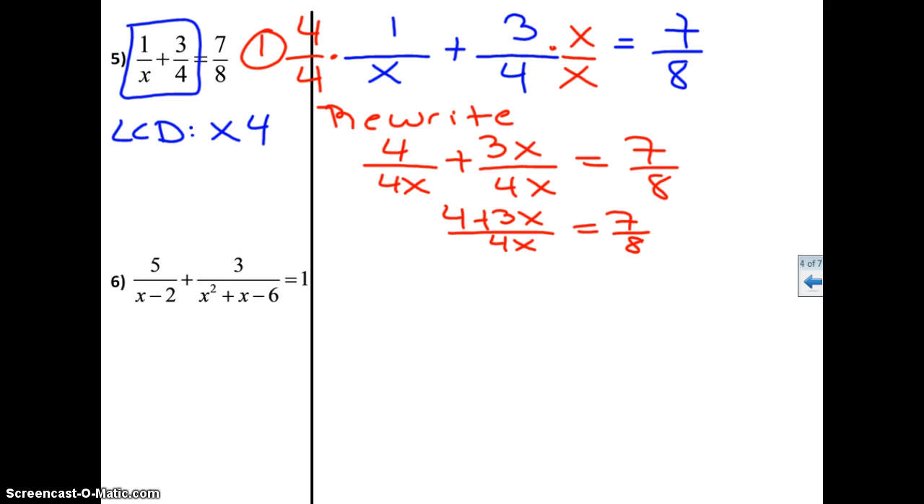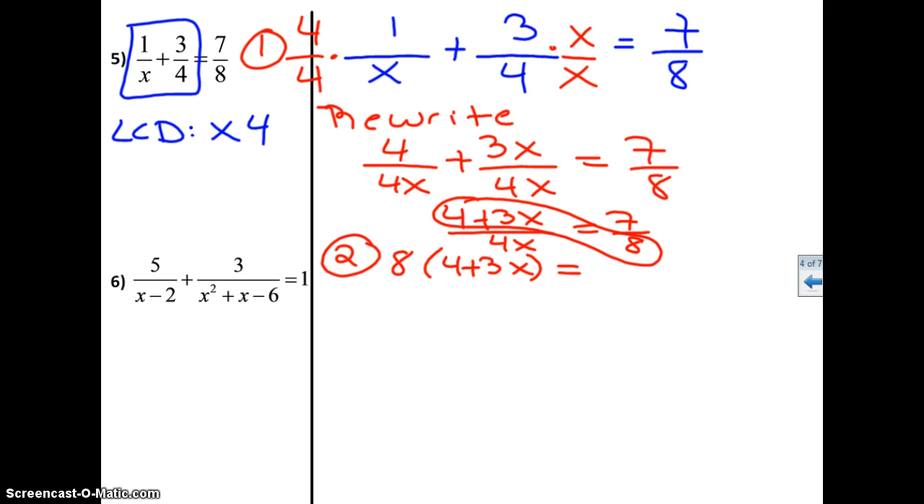Step 2 allows me to actually cross multiply. So here is my cross multiplication. 8 multiplied by 4 plus 3x is equal to 7 times 4x, and now is the time that I can actually simplify and, well, solve like I would normally do.